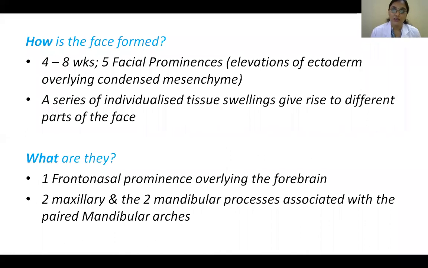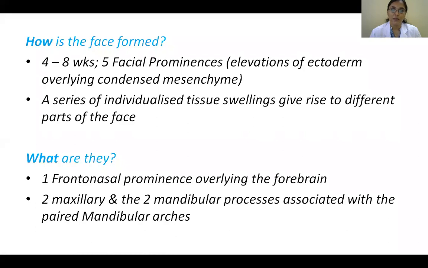So the 4th week marks the beginning of the formation of the face, and almost by the end of the 2nd month of development, you can identify the embryo as a human embryo. The characteristic human face is observed by the end of the 2nd month. So this is the period when the face is developing. How many prominences are forming? There are a total of 5 facial prominences involved in the formation of the face. And I told you a prominence forms because the underlying mesenchyme is proliferating and neural crests are joining in.